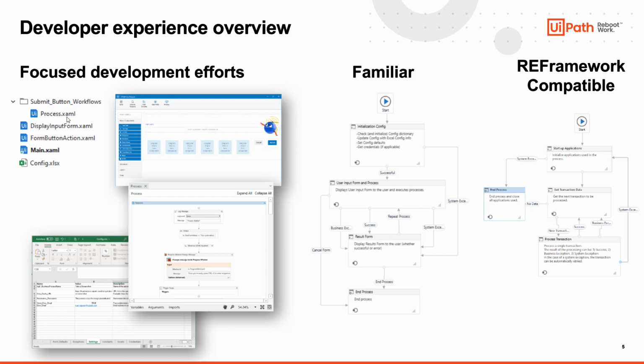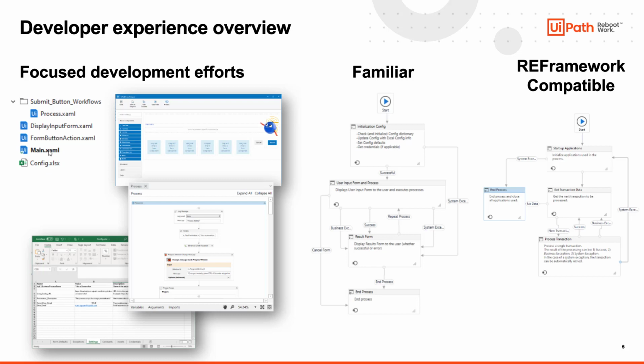So if you have a really simple linear process with just one button in your form, then all you'll need to do is edit just these 4 XAMLs and your config file that's in Excel. So I had mentioned that at runtime, we do use a text-based config file. That is true, but at development time, you can go ahead and continue using your Excel-based config file. And then at runtime, the automation will actually convert that Excel file into the text-based config file.